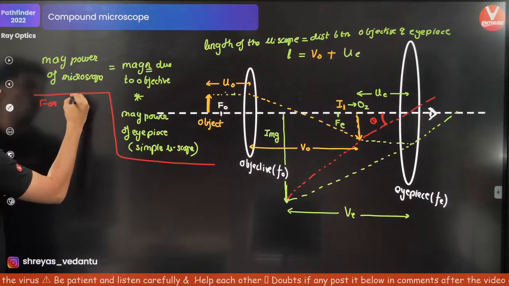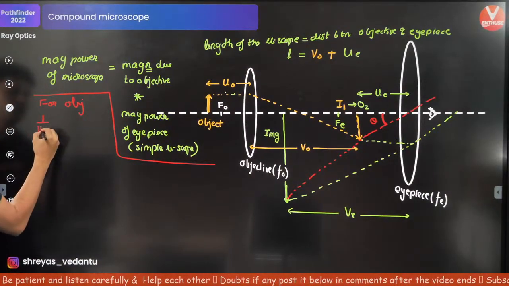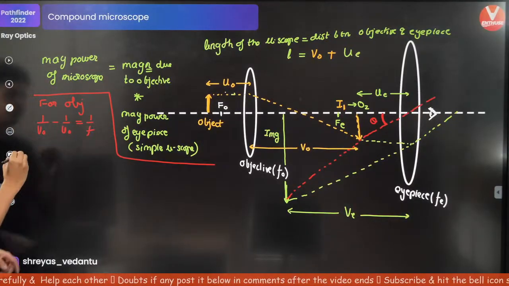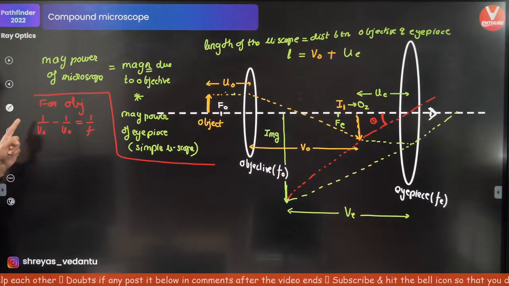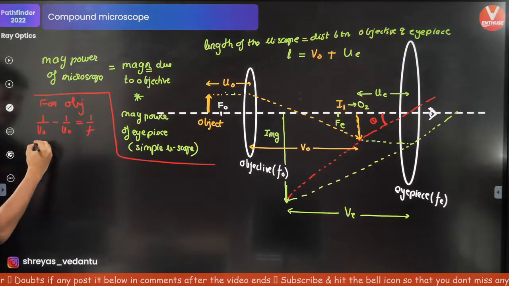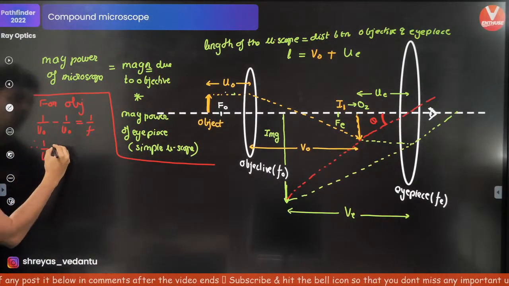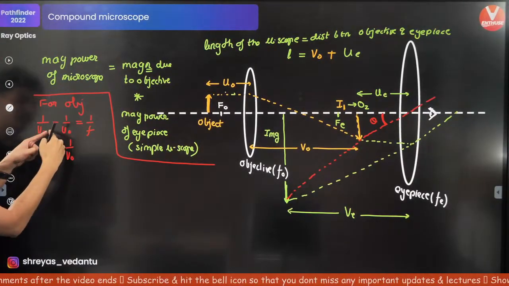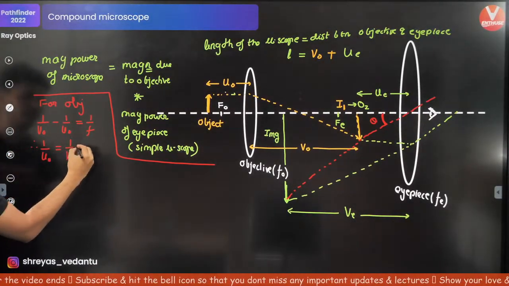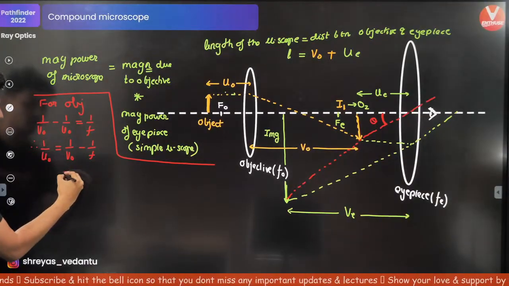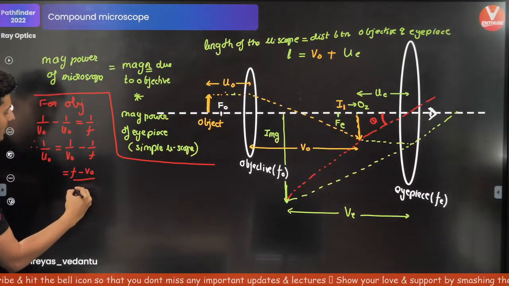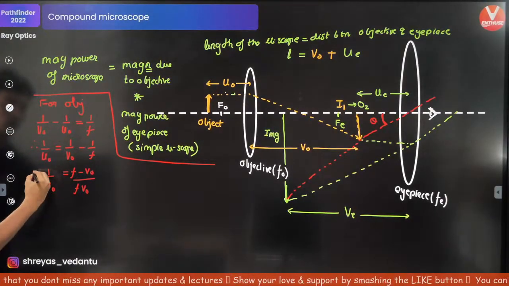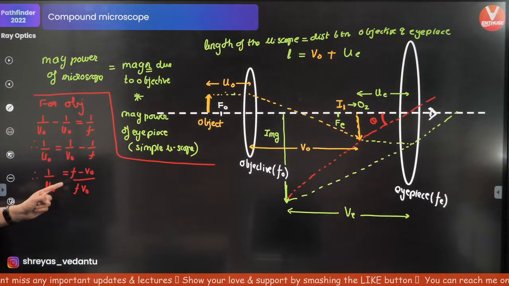So I'm probably going to just do it over here. For the objective, 1 by VO minus 1 by UO is equal to 1 by F. Everybody gets this? Very good. So now if I do this, 1 by UO will be nothing but 1 by VO minus 1 by F, taking 1 by F here and 1 by UO over there. So this will be (F minus VO) divided by F times VO. That is nothing but 1 by UO. I hope this is clear, my warriors.